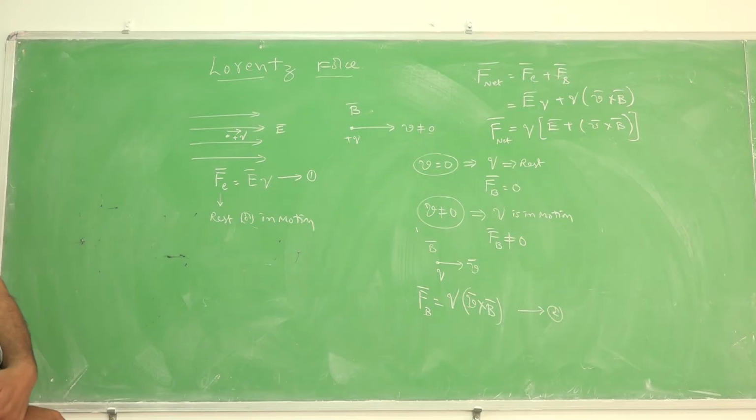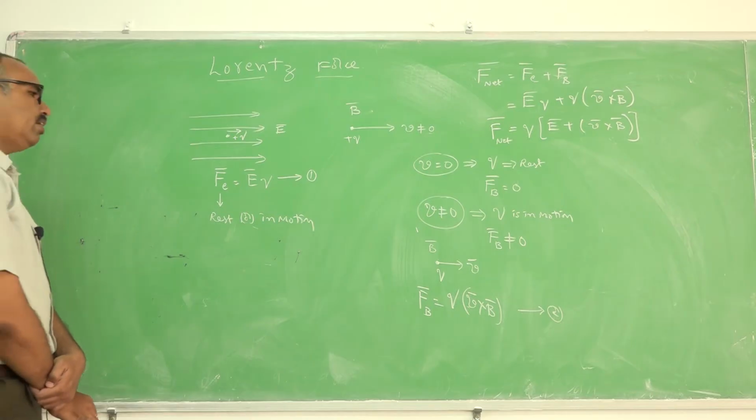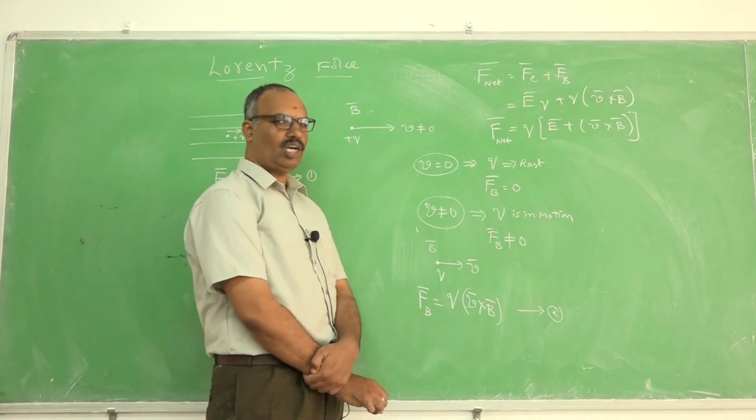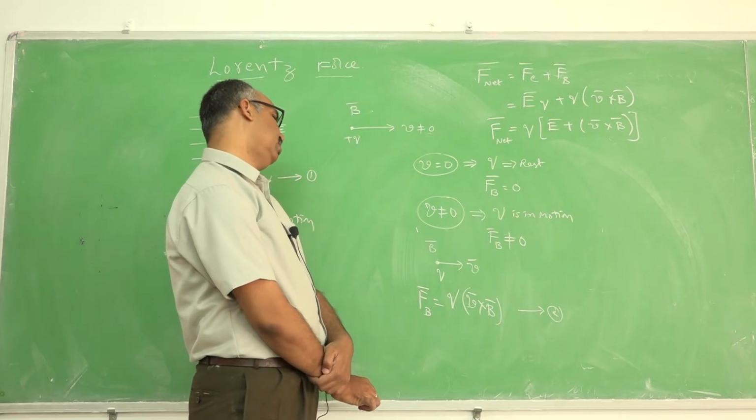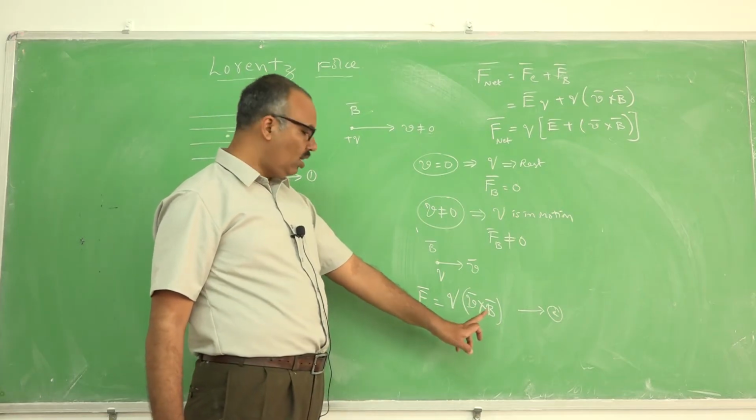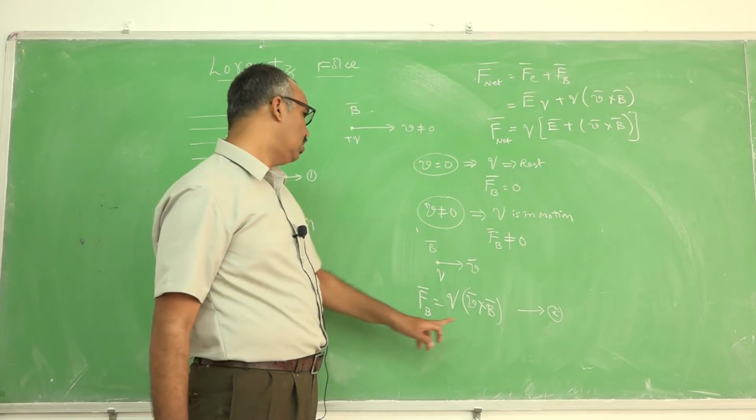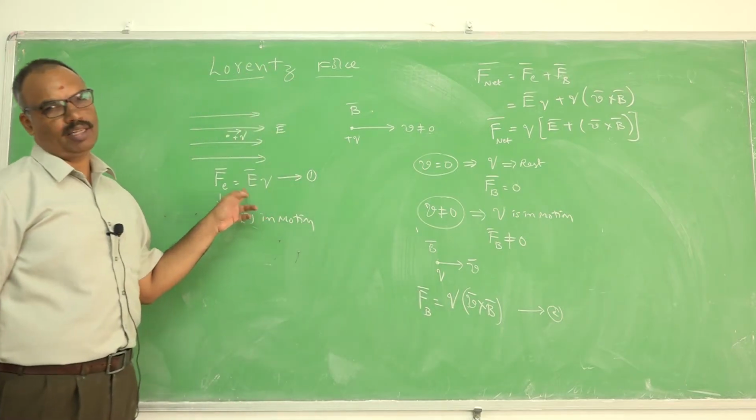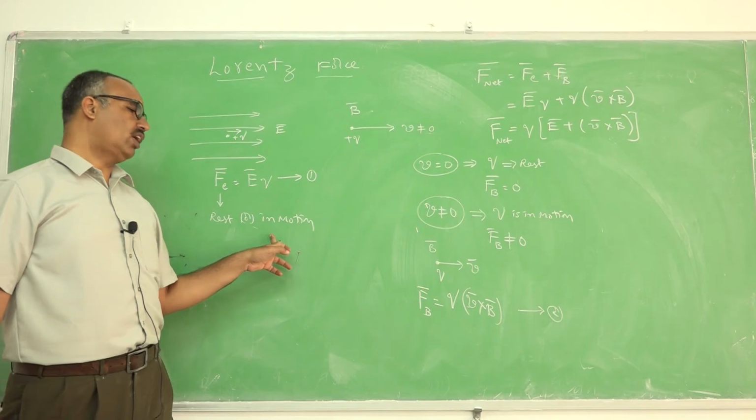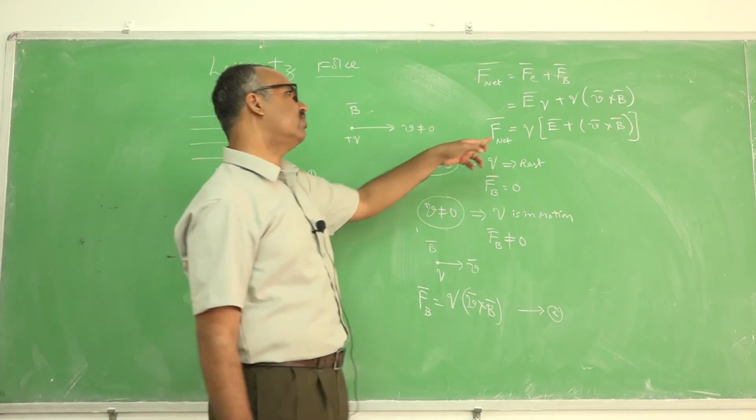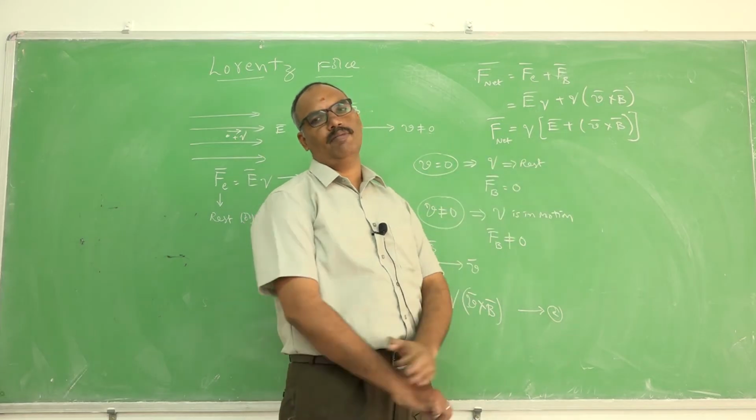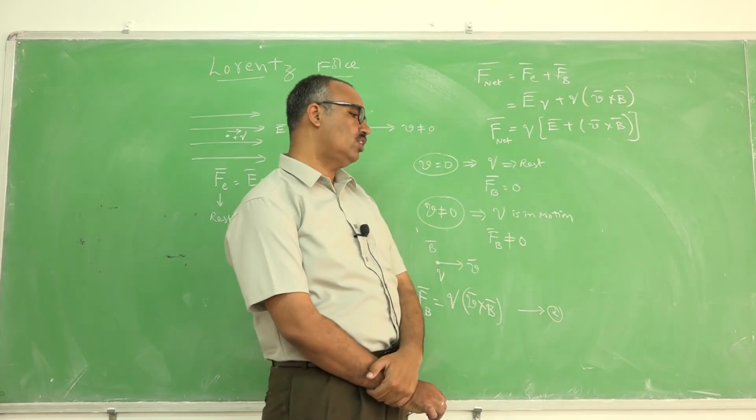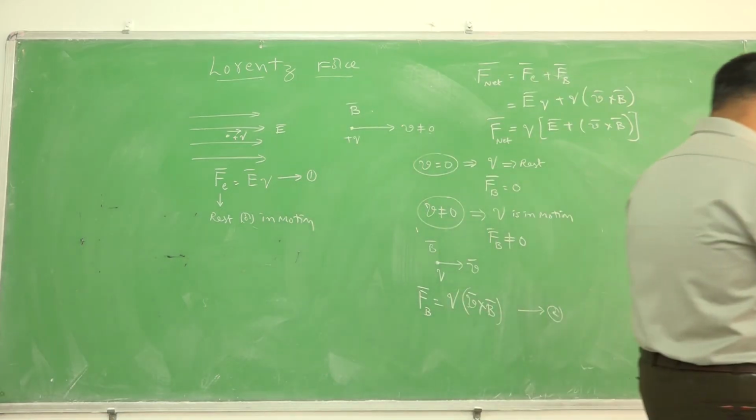Force experienced by the particle due to the electric field is given by EQ. Force experienced by the charged particle due to the magnetic field is given by Q into V bar cross B bar. This force exists only when the particle is under motion. The electric force exists whether the particle is at rest or under motion. Whatever is the case, the net force experienced is given by Q into E bar plus V bar cross B bar. This force is called Lorentz force. Based on this, let us do one example.